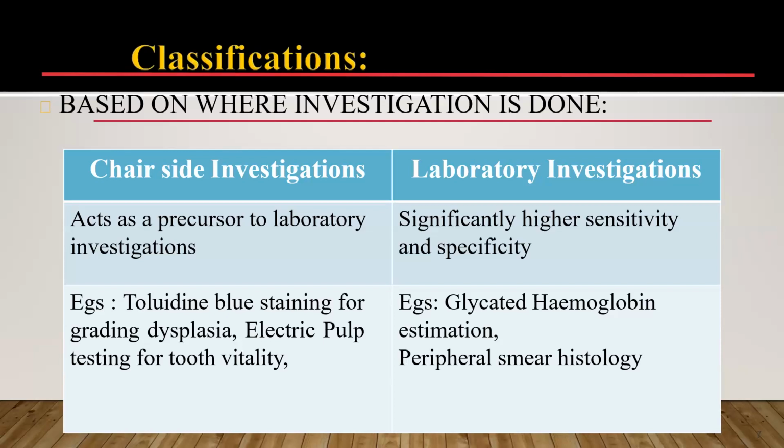For example, a glycated hemoglobin estimation, commonly known as HbA1c, helps us to evaluate the blood investigation for hemoglobin and the amount of glucose associated with that hemoglobin cell for a time period of approximately 3 months. Similarly, another one is peripheral smear histology, which helps us to evaluate the blood cells, the peripheral blood cells or the white blood cells which are present in a patient, giving us diagnosis from infection to inflammation to even malignancy.